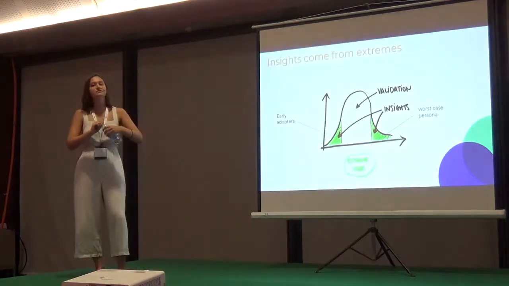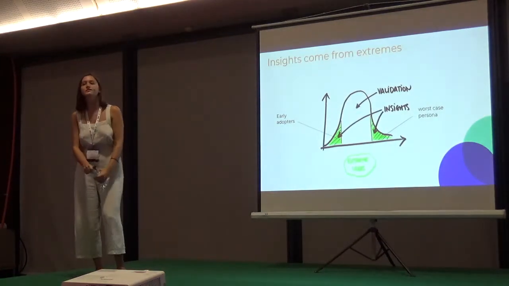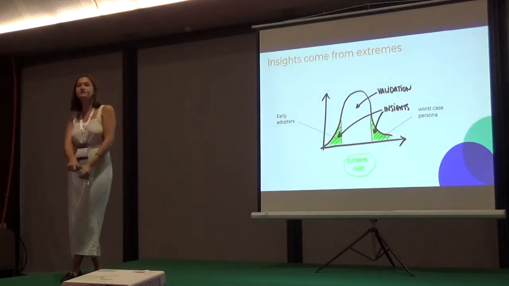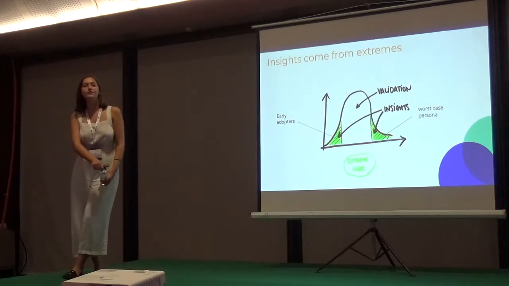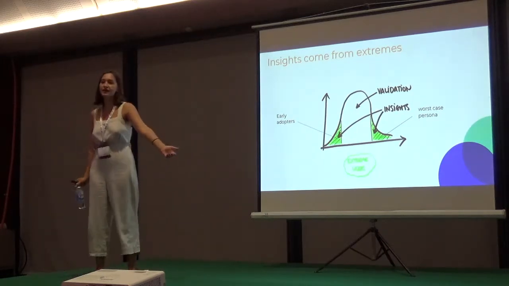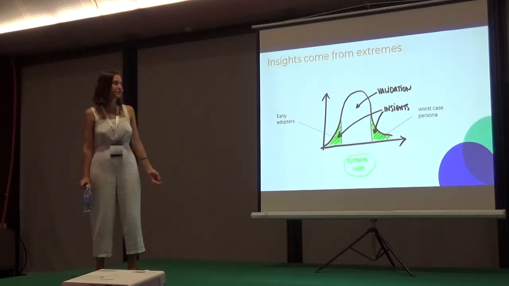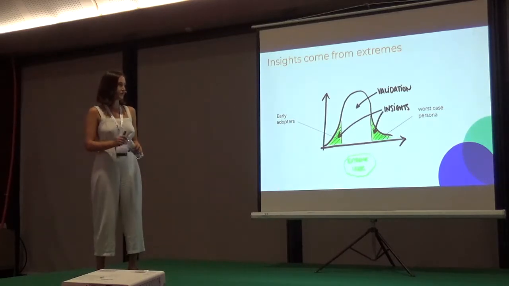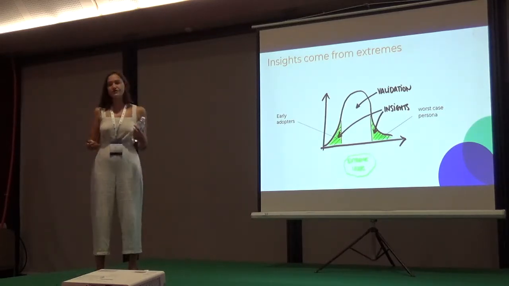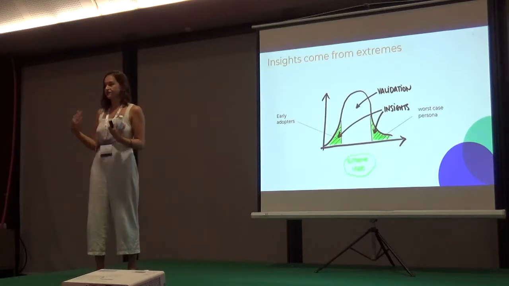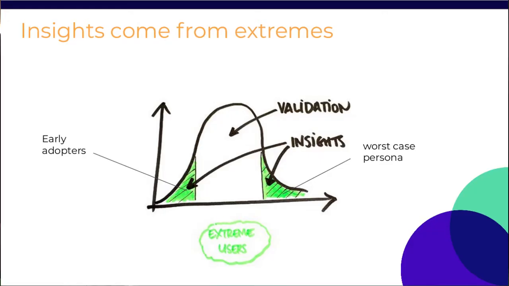The other thing, which is really important, is that lots of people only focus on the perfect target and don't try to understand the worst case persona. But it's actually a really good insight. So early adopters are the people that you're really trying to target. Because you're solving their problem, they're going to adopt your technology straight away, and they're the first people that are willing to pay for it.